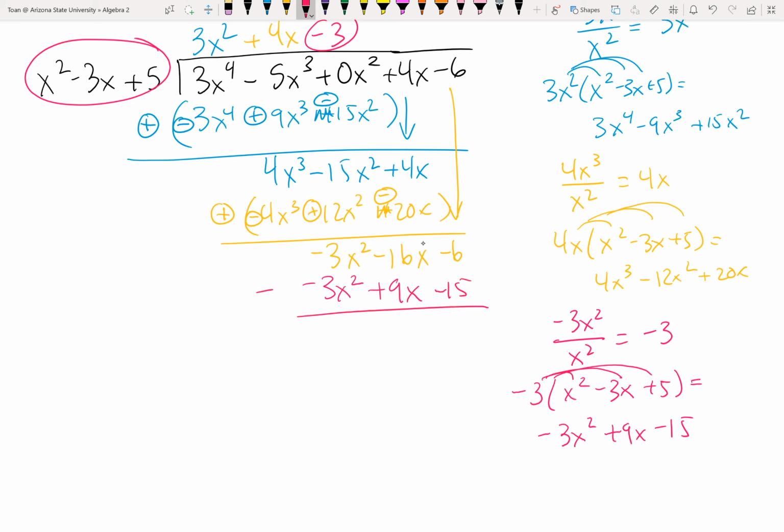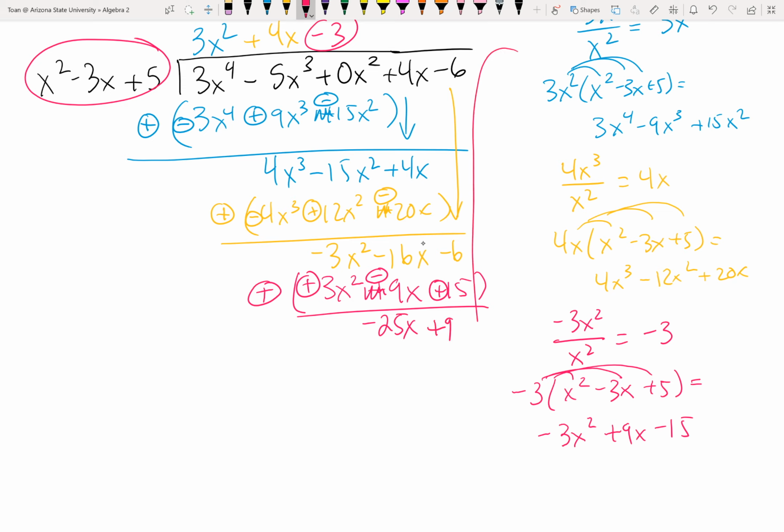And then the last step is to subtract. And again, instead of subtracting, I'll go ahead and just flip all the signs. So this becomes a plus, this becomes a plus, that becomes a minus, this becomes a plus. And then you just go and combine. The x squared, the negative 3 with the positive 3 cancels. The x's, the negative 16 with the negative 9 is a negative 25x. And then the constants, negative 6 with a plus 15 is a plus 9.